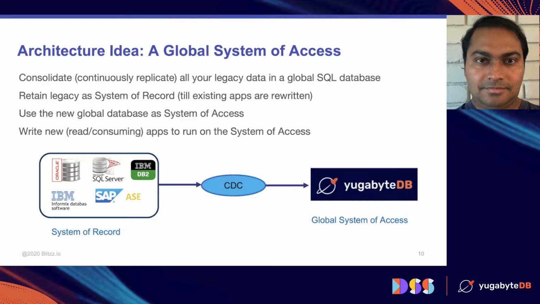So I'm presenting you an architectural idea, which we termed a global system of access. Let's look at what it means. Imagine you have a set of systems of record, which are databases, which could be SAP, IBM, Oracle, SQL Server, DB2, and let's pretend that we have a great cloud native, distributed CDC platform that is able to do transactional replication to a globally available distributed database.